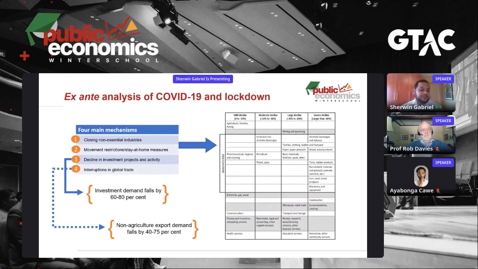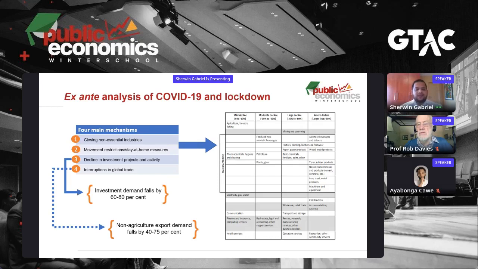So, for example, the uncertainty caused by the pandemic meant there would be a decline in investment projects and activity for a while. And based on these, we had to take a look at capital goods and reduce investment demand at varying degrees of between 60 to 80%.